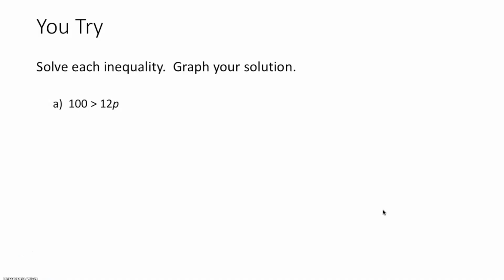You try. Okay, so let's solve this. Again, simplify, move, solve. So first thing we need to do, simplify. Can I simplify? No. Next step, move our variable to the left.